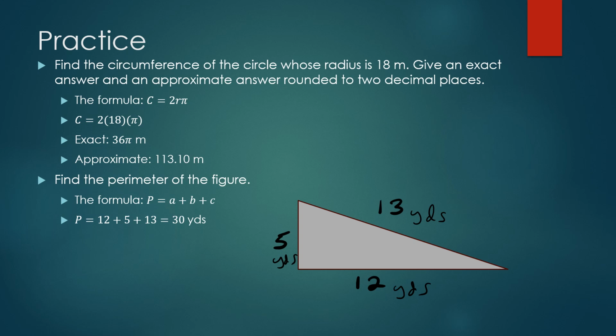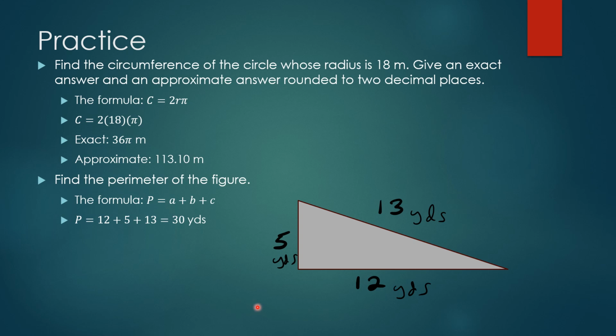Here are the answers. For the first one, we are looking at a circle, so we're going to use the formula C equals 2 pi r, or 2r pi, but again, multiplication is commutative, so it doesn't matter the order, as long as we have a 2 and a pi and an r. So here our radius is 18, so we're just going to plug in 18. We have an exact answer of 36 pi meters, and then an approximate answer of 113.10 meters.